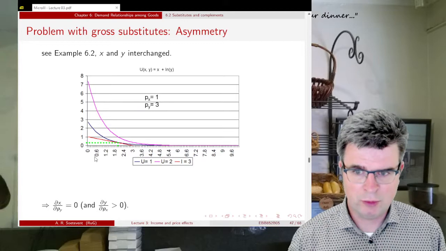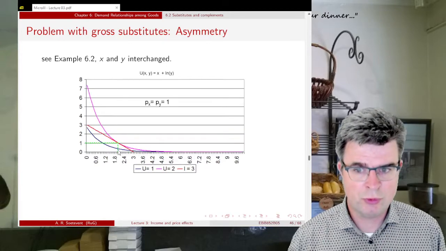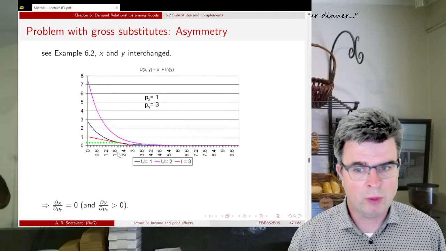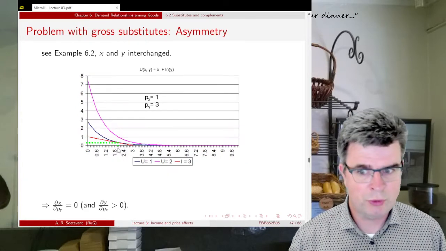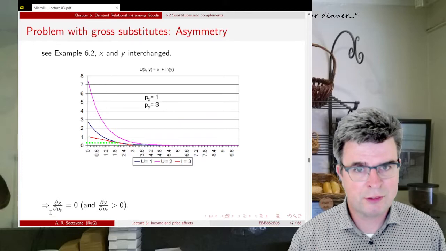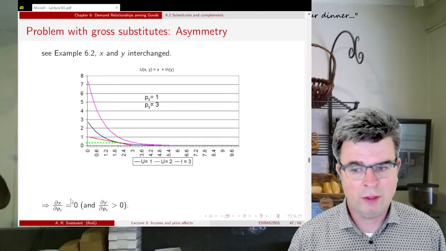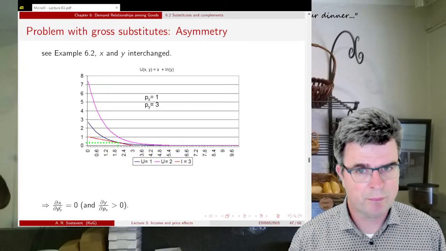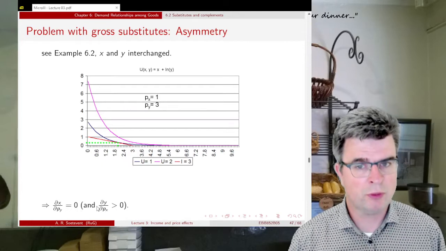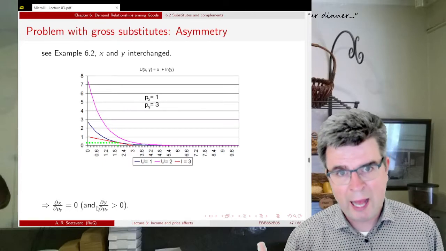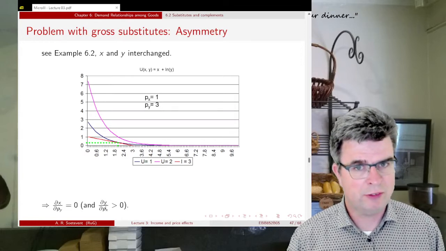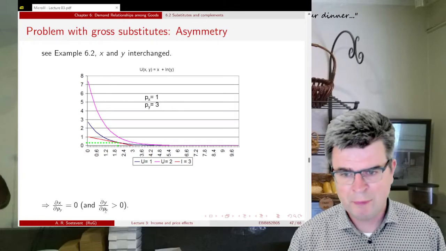Nothing happened, because in the old case we consumed 2 units, and in the new situation with the higher price of good Y, we also consume 2 units. So the cross price derivative of the price of good Y on the consumption of good X is 0. While at the same time, if we would increase the price of good X, our consumption of good Y would increase. You can check it yourself.